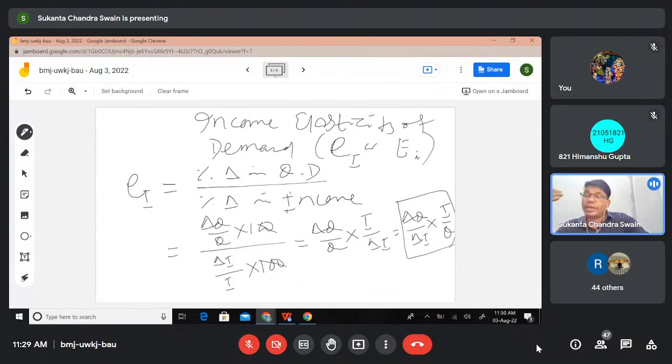Now just tell what is the algebraic sign of this one. The way we presented, the algebraic sign of EP will be always negative, but we take the absolute value for interpretation. Okay. Now just tell what is the algebraic sign of EI. Generally, income is positive, but sometimes you may say that income could be negative also. Can you think of income being negative? Income could be zero, income could be positive, but income could be negative.